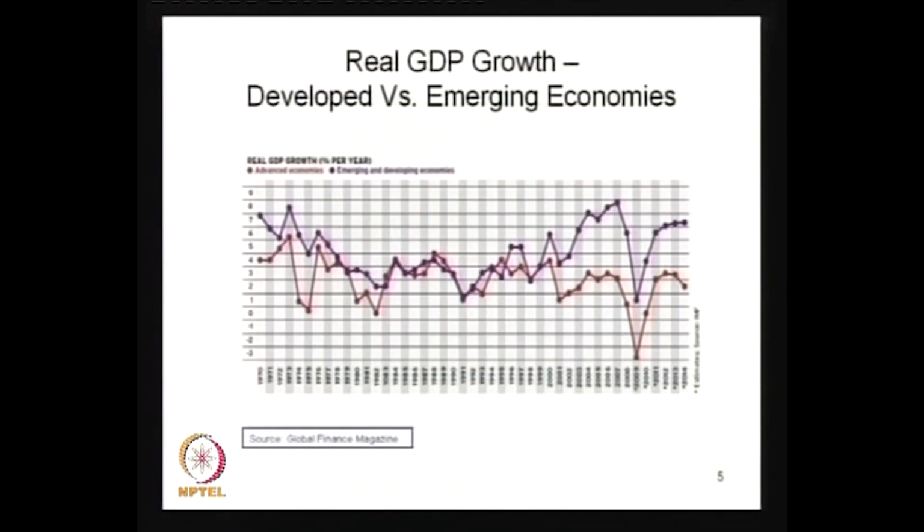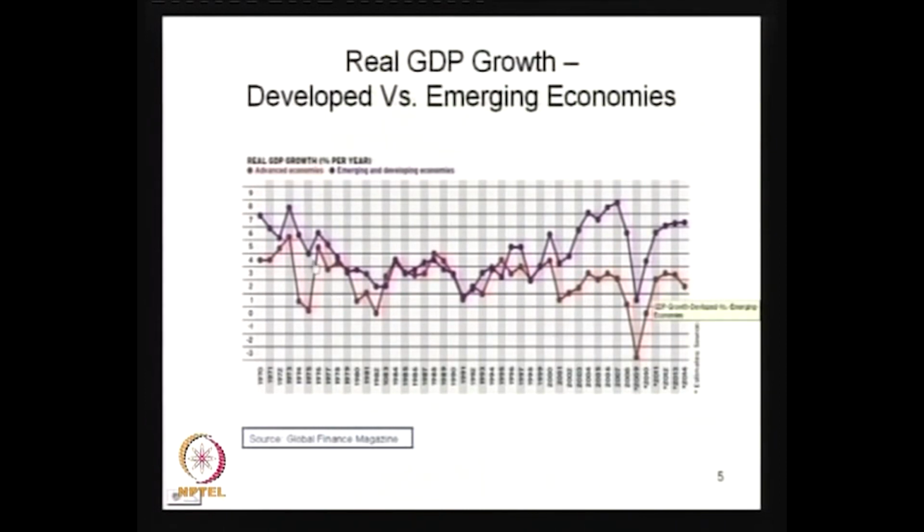In this particular graph, you can see there are two sets of countries. The red one is the advanced economies, and the violet one is the emerging and developing economies like India, China and Brazil. Advanced economies typically comprise the US, Canada, the G8 countries and all European Union countries. The graph runs since 1970, and till 2014 it is forecasted.